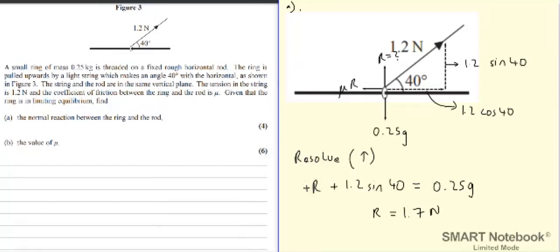Are we happy with that? Can you respond with a yes or a no? Or if you have any questions, let me know. All right, so that's part A done. I'm going to give you about 5 minutes hopefully to have a go at part B.